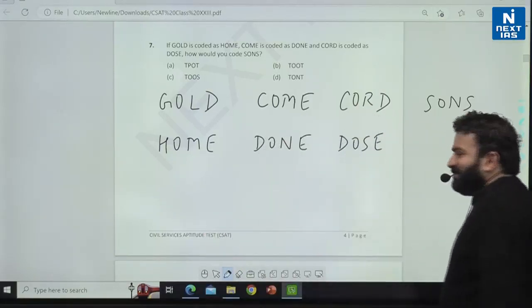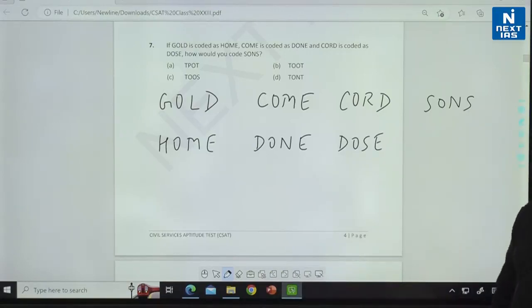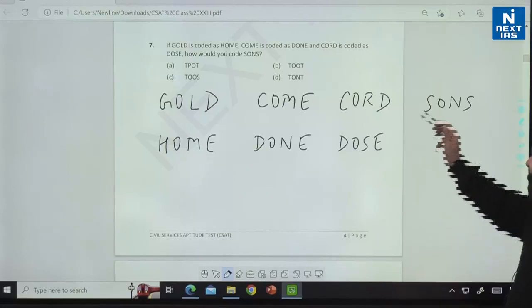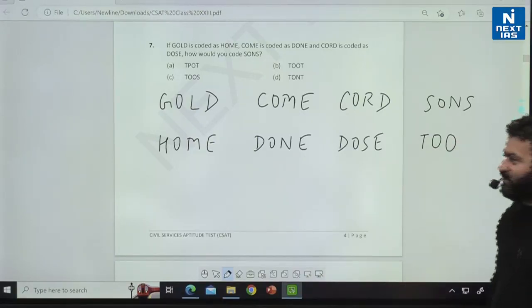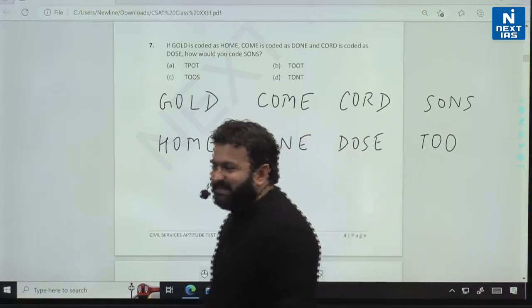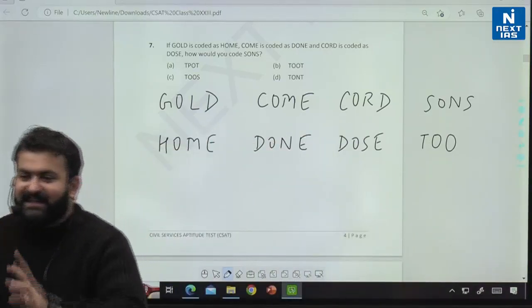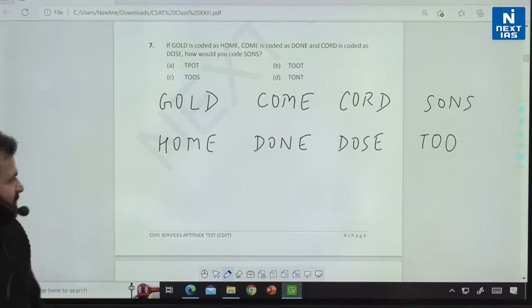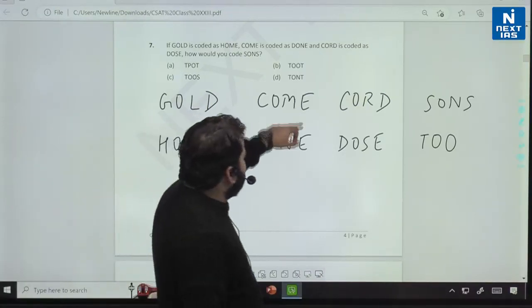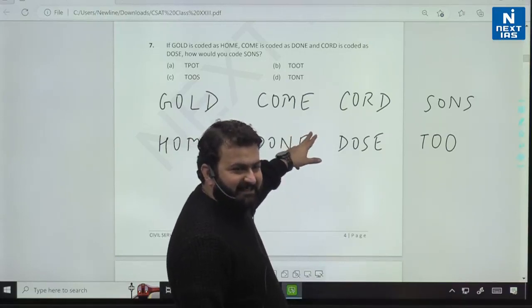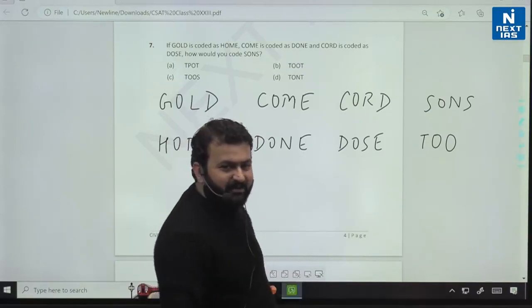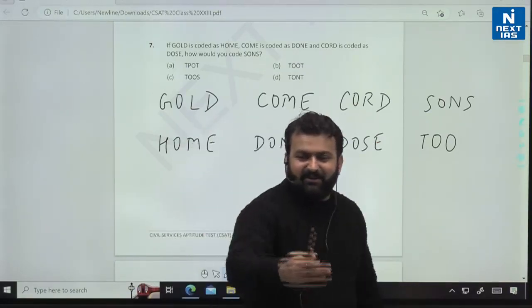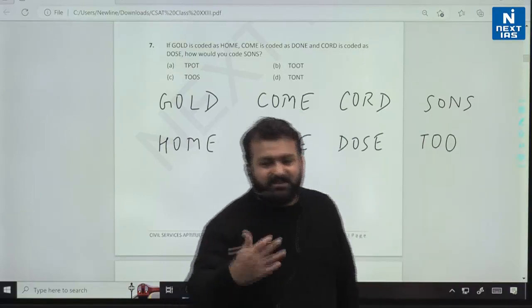Now here in SONS, for the first three letters I don't think anyone would have any confusion: S will be replaced by T, O will remain as it is, N will be replaced by O. Here we are getting two answers, option B and option C. Those of you who are getting option C, what you have seen is that in the second case E is as it is, in the first case the last letter is replaced by the letter ahead of it, in the second the same, in the third ahead of it, so in the fourth it has to be same. No, this is not the pattern.